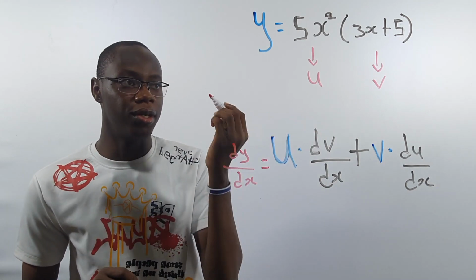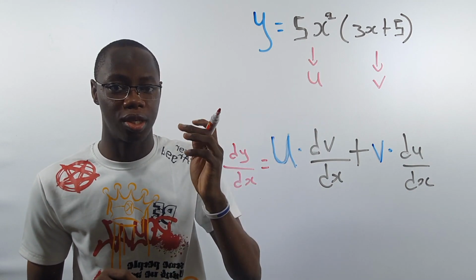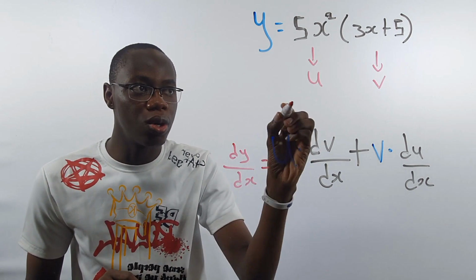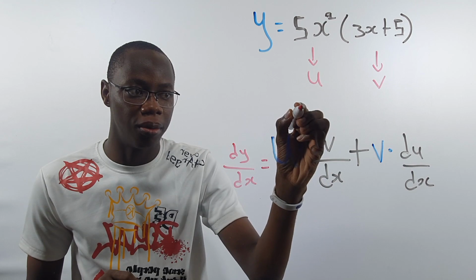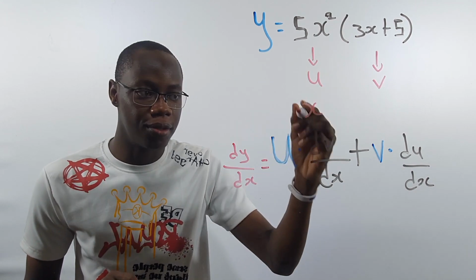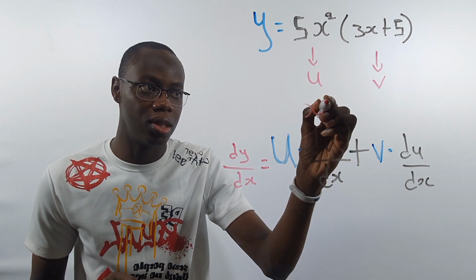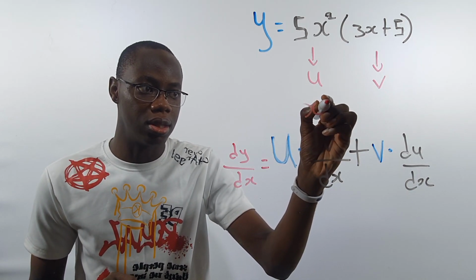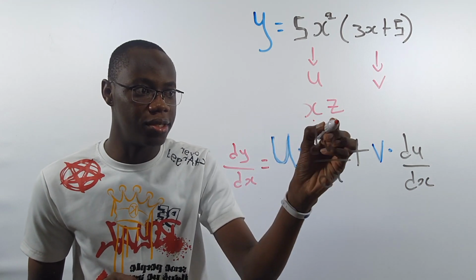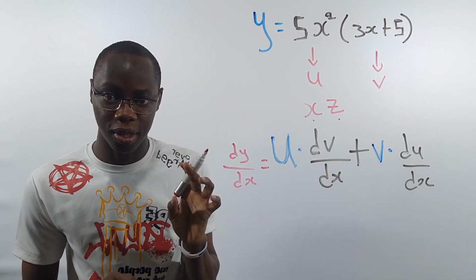Let me explain further. Don't worry about the constant. It can be 300, 500, whatever. Once you have, let's say, x multiplying something else, let's say x multiplying z, this is product rule. This is u and this is v. You can see the pattern, right?